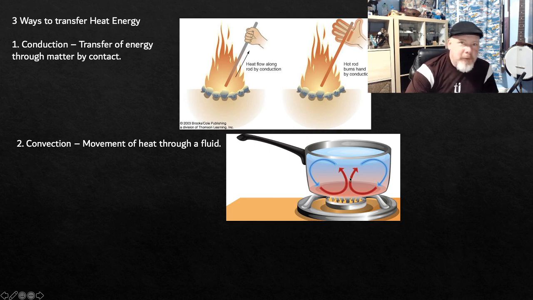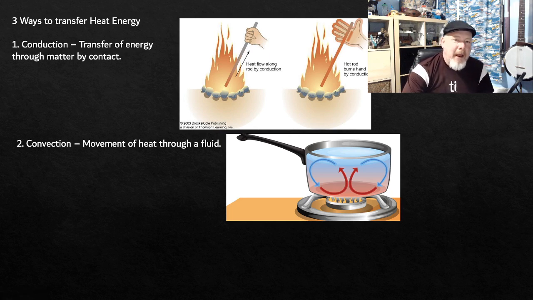Now, air is a fluid too. So when we're talking about convection and we're talking about water, air is acting the same way as water. And this is a very important concept: hot air rises, and cold air sinks. This is the difference, and we're going to talk about this a little bit later.